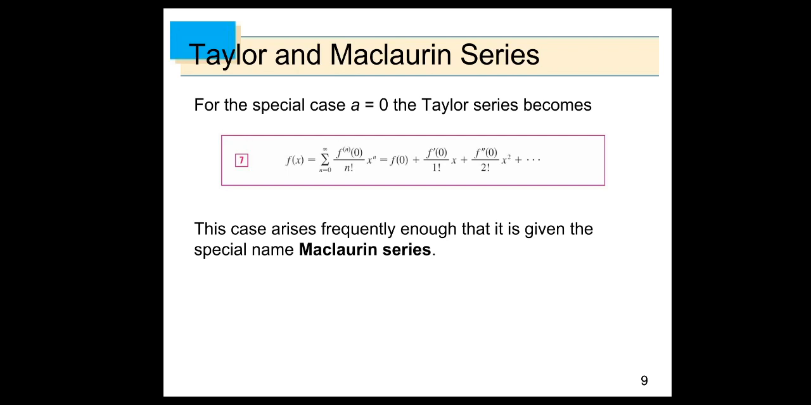So when we simplify it, it would be in the form of f of 0 plus f prime of 0 divided by 1 factorial into x plus f double prime of 0 divided by 2 factorial into x squared and up to infinity. This case arises frequently enough, and it is given the special name Maclaurin series, right? So every time we have a, we simply write down 0. This special case is also known as the Maclaurin series, a Taylor series with expansion about the point where x is equal to 0.